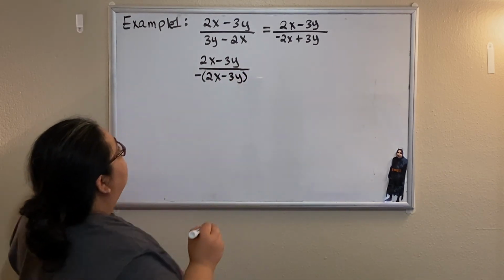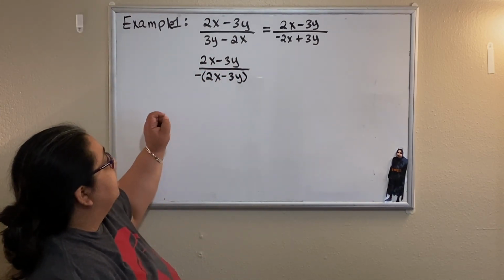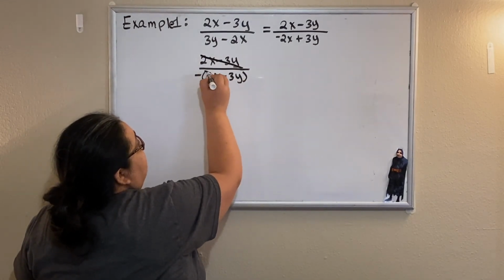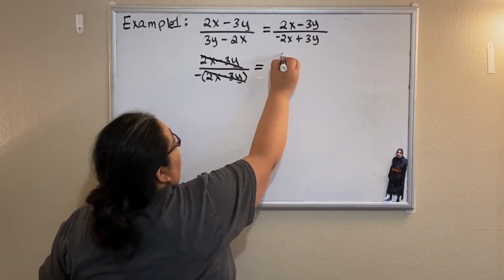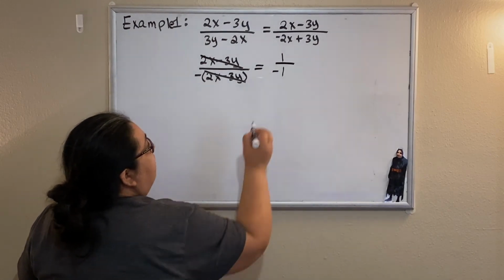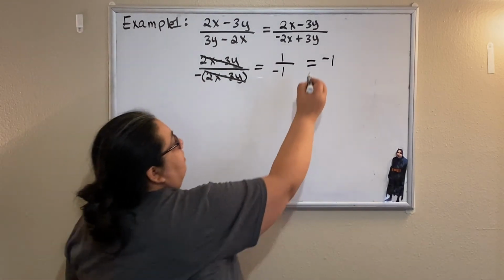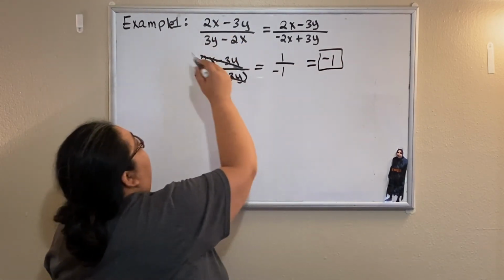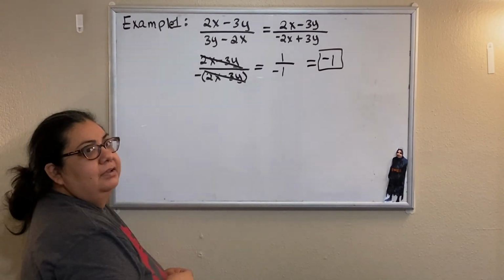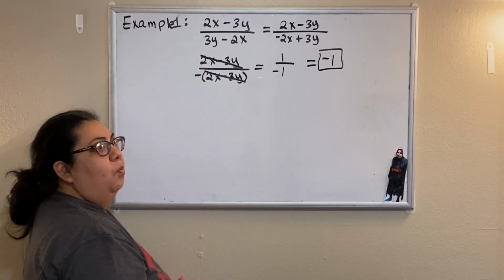Okay? And now, aside from this negative, the numerator and denominator are the same. So I can use the inverse property of multiplication to reduce both of them to 1. So I end up with 1 in the numerator, but negative 1 in the denominator. Well, that just simplifies to negative 1. And that is our rational expression reduced.